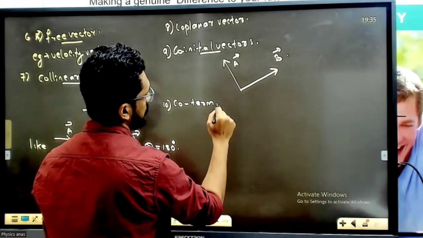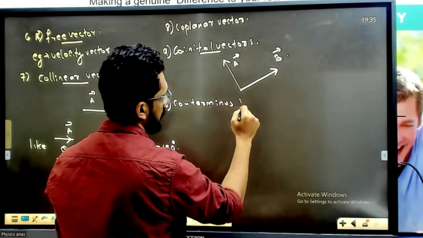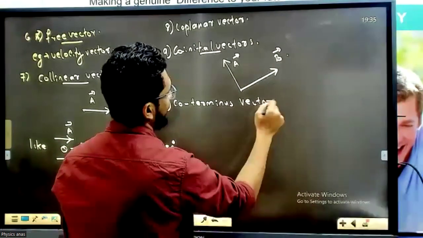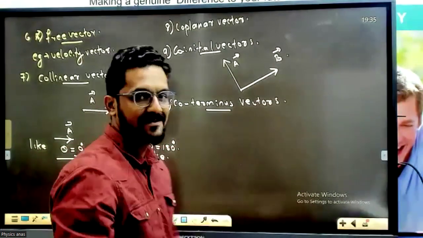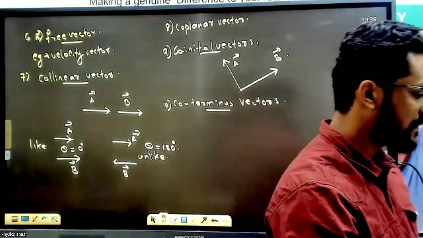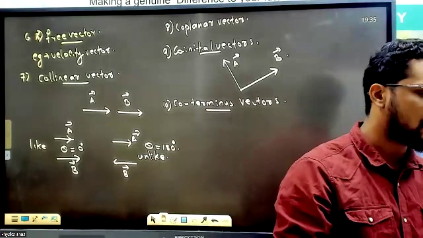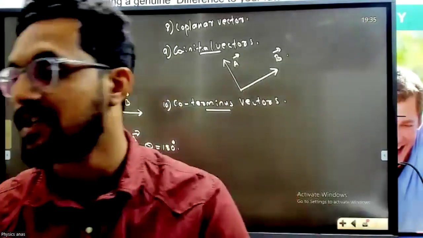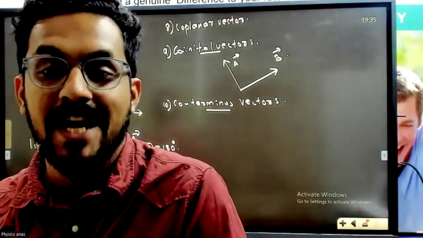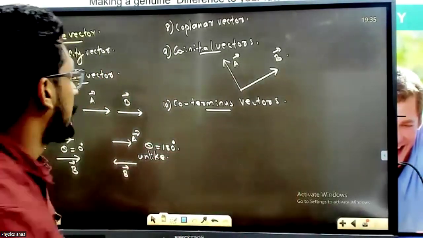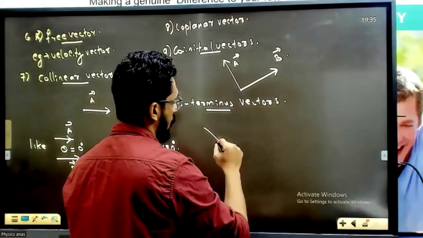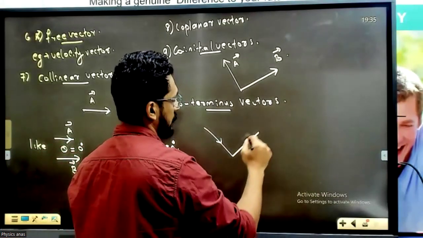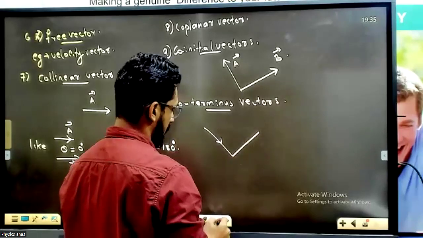co-terminus vectors. Co-terminus vectors are vectors which have a common terminal point, a common ending point.